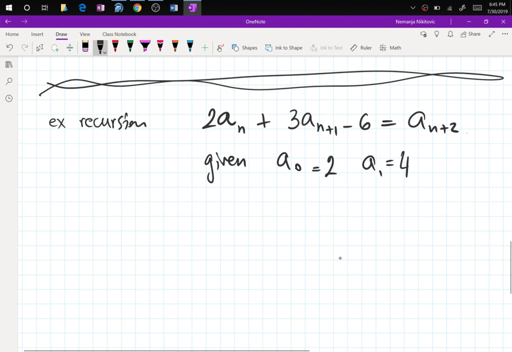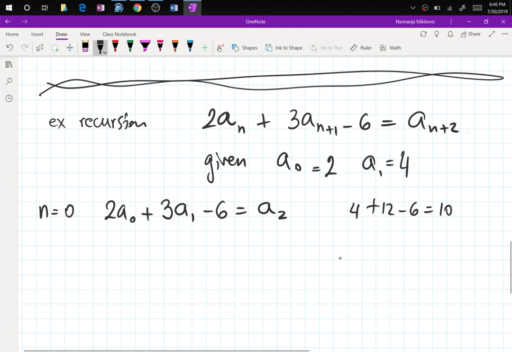Okay, so for n equal to 0, I have 2a0 plus 3a1 minus 6 is going to give me a2. So that's the first term. And because you have a0 and a1, you can calculate the value. So that's going to be 4 plus 12 minus 6 is equal to 10. Now, we know that a2 is 10.